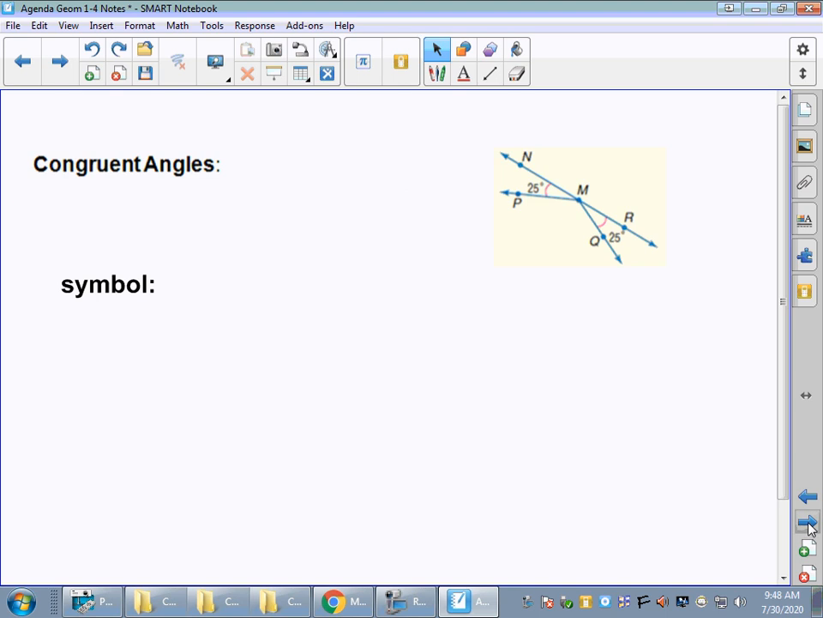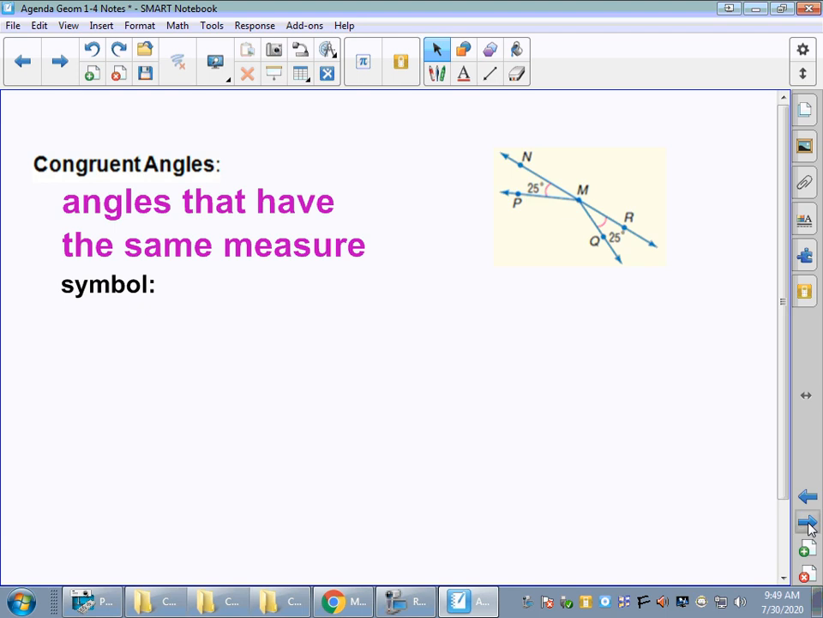Let's go to congruent angles. So we talked about congruent segments, segments that are equal or have the same measure. You might be shocked to learn that congruent angles are angles that have the same measure. The symbol is still the same. That would be an equal sign with the little squiggle on top. We're going to use that a lot. So we're using the same concept, applying it to segments and to angles. It's the same yet different, if that makes any sense.